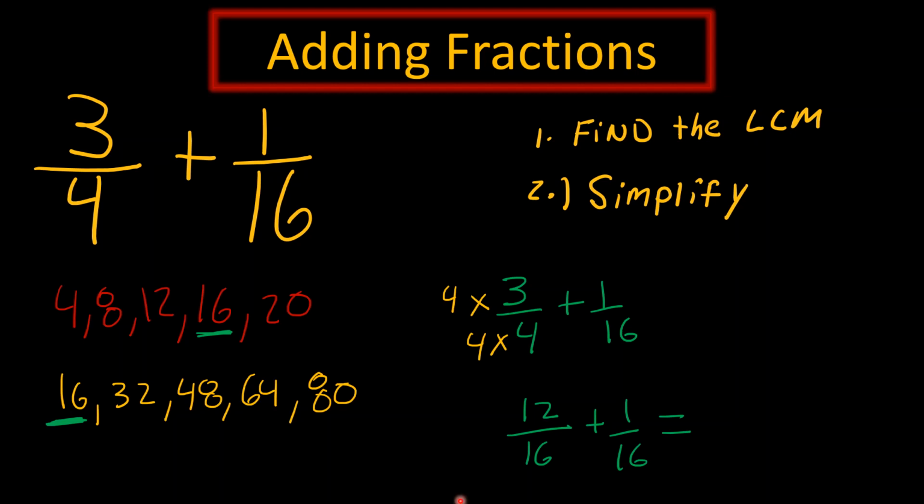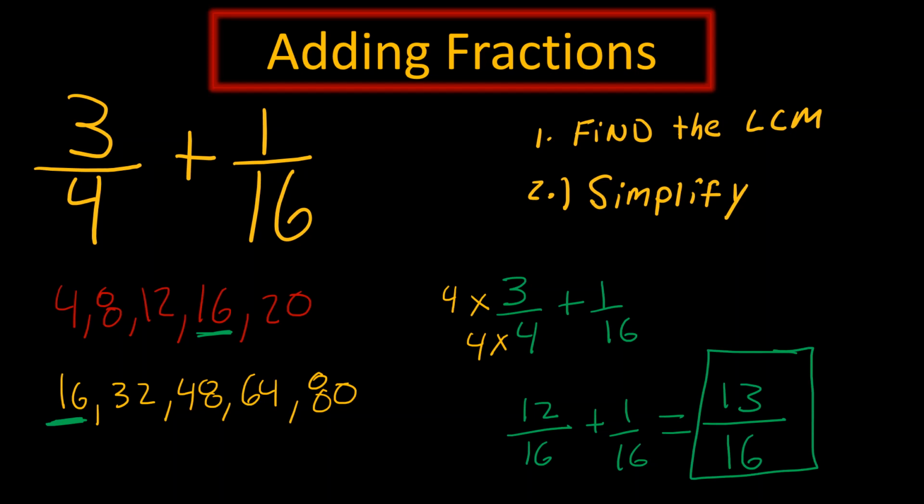And if you remember from my previous video, when we have a common denominator, all we have to do is just add the numerators. So our bottom would stay the same as 16, 12 plus 1 is 13. Our answer would be 13 over 16.